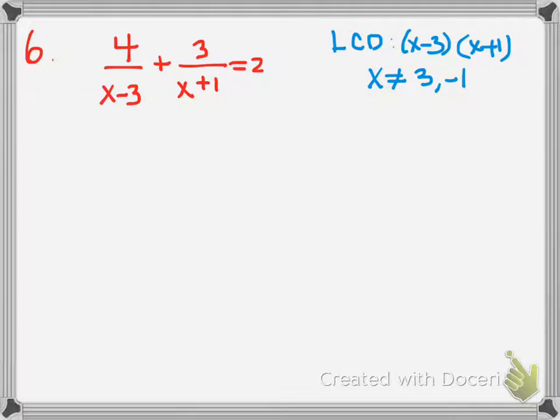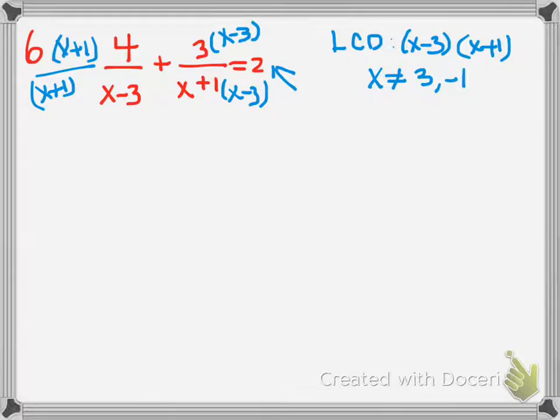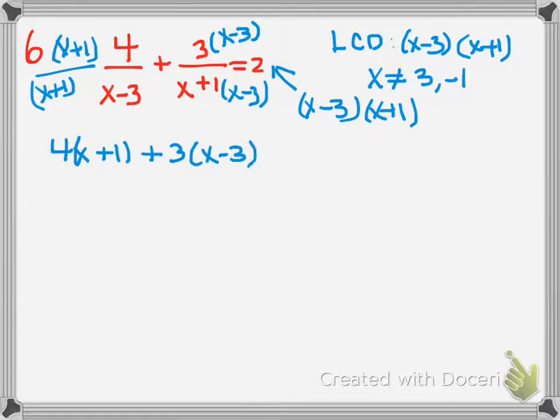So I need to multiply this first one by x plus 1. And the second one I need to multiply it by x minus 3. Now, I also have to multiply 2 by x minus 3 and x plus 1. So this is going to look like this: 4x plus 1 plus 3 times x minus 3 equal to 2 times x minus 3 x plus 1.